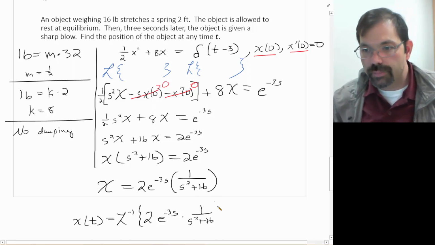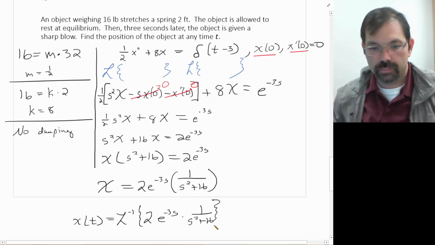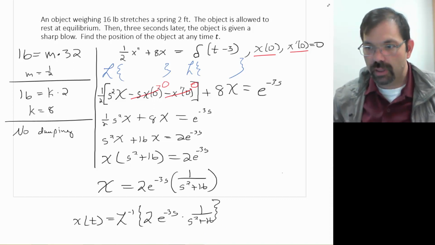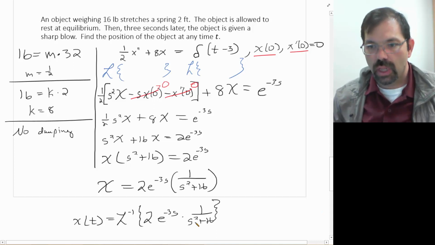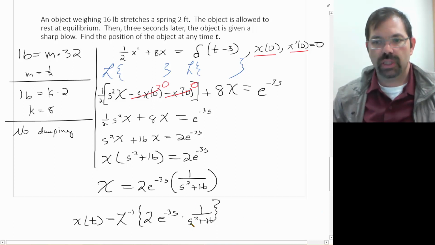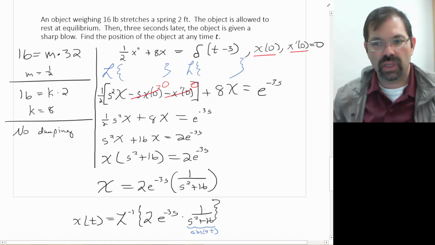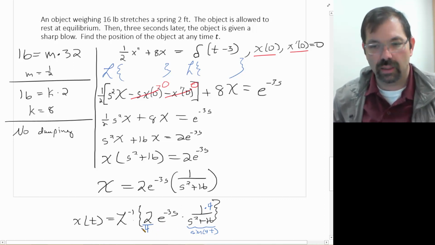All right, so now to find the Laplace inverse of this, well, let's think about this a little bit. If we want to find the Laplace inverse, this 1 over s squared plus 16 should have you thinking about a sine function, right? This should have you thinking about sine of 4t. Okay, but I would need a 4 in here, which means I'd need to divide by a 4. But now that e to the negative 3s, what does that tell us?